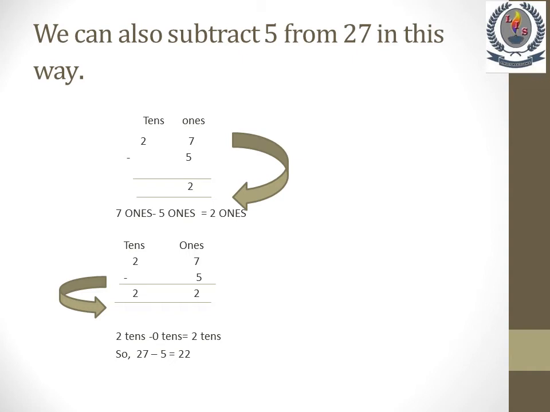How many ones are remaining? Here, 2 ones. There are 0 tens in 5. In the second step, we subtract 0 tens from 2 tens. How many tens are remaining? 2 tens. 2 tens and 2 ones is 22. So 27 subtract 5 is equal to 22.